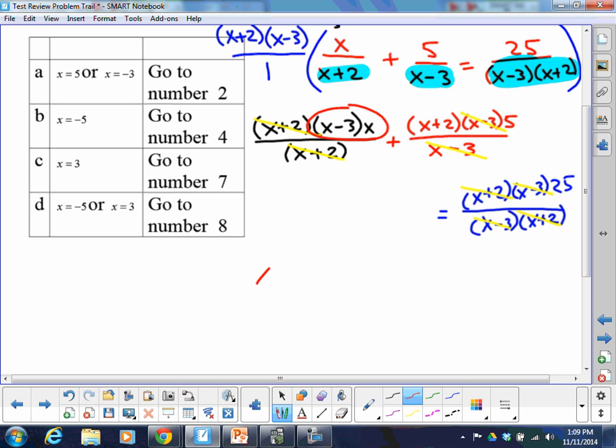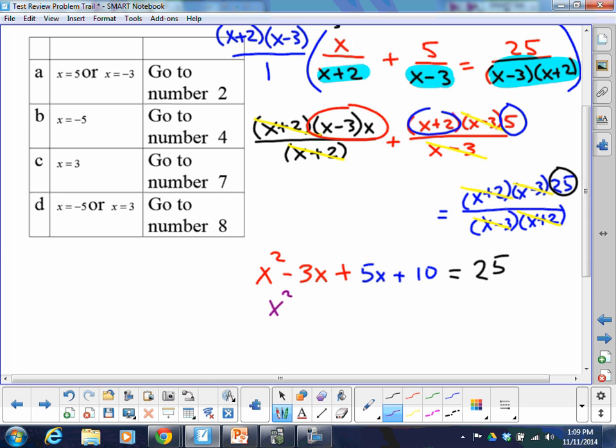So x squared minus 3x. Okay, in the middle term, again, we're going to multiply the 5 and the x plus 2, so 5x plus 10. And on the right side of the equation is just the 25 now. Okay, so we have ourselves a nice little quadratic equation. We can combine some terms here. This would be x squared. Combining the two x's there would be a plus 2x.